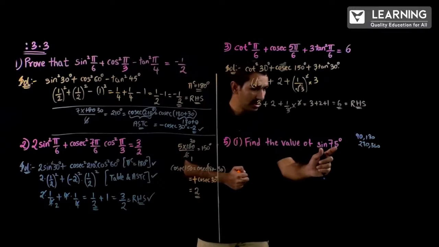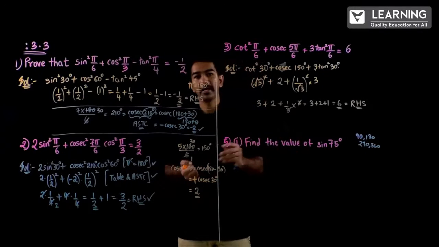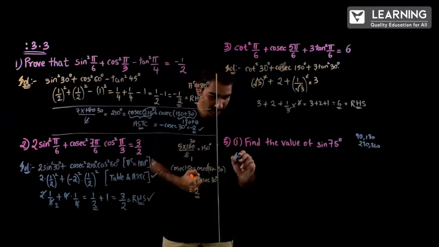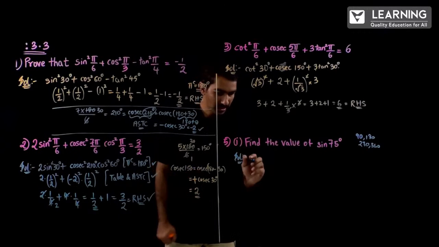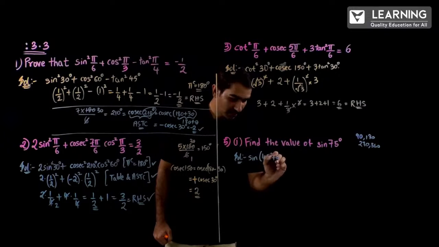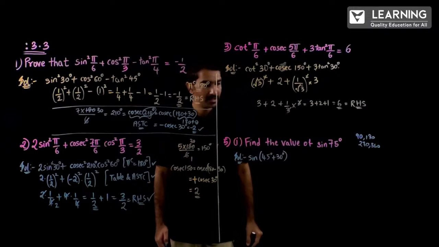So whenever you get these types of values, what will we do? We'll be using compound angle formulas of trigonometry. What are compound angle formulas? So here we'll start the solution. Sine 75 can be written like this, students: sine of 45 degrees plus 30 degrees.